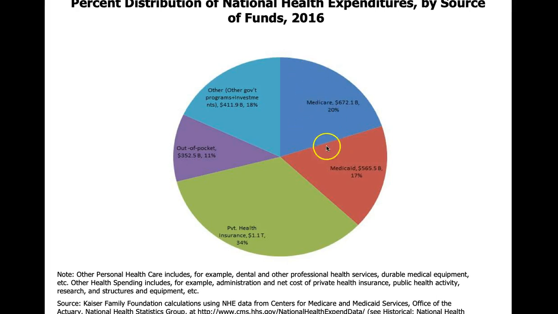So all these three taken all together comprise the biggest chunk of where the money comes from, where the financing for healthcare services come from in the United States. And that totals to, let's see, about 71%. So all these three taken together, 71% of the sources of financing come from private health insurance, Medicare, and Medicaid.